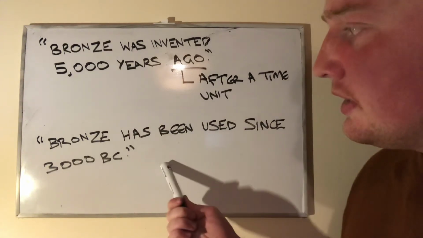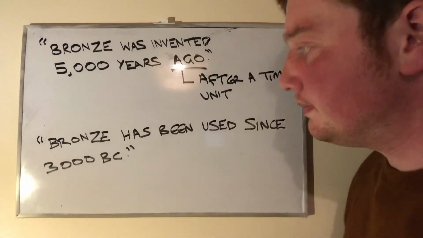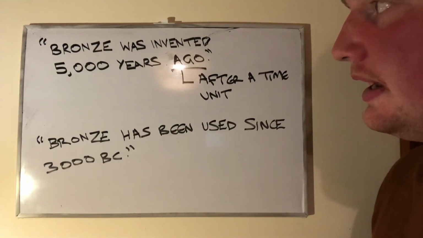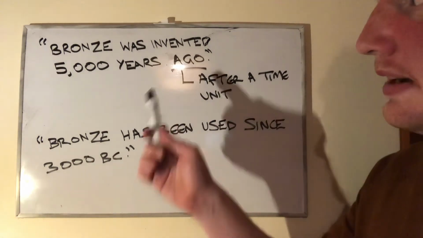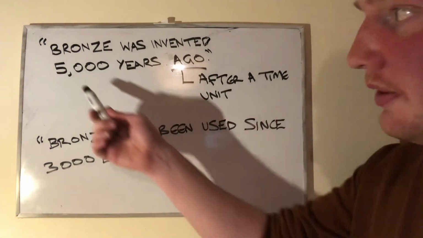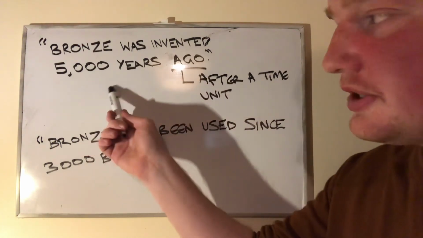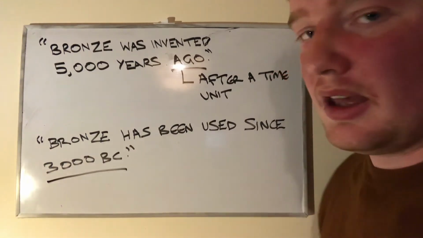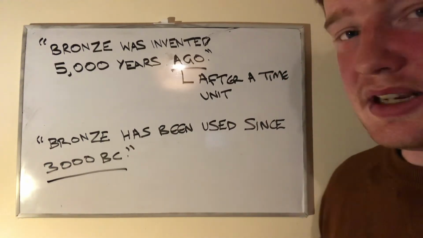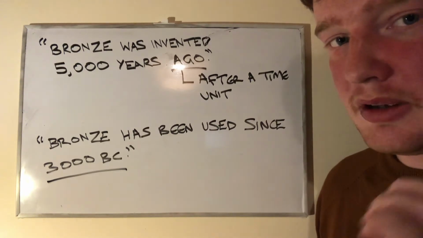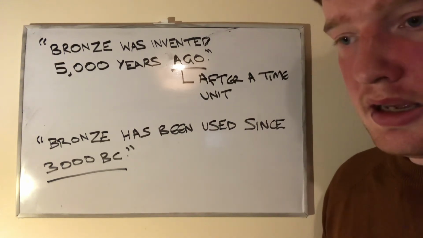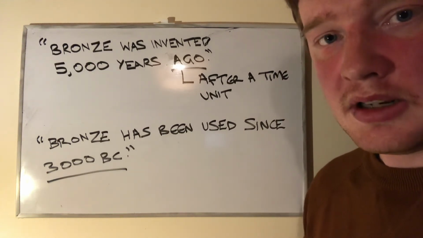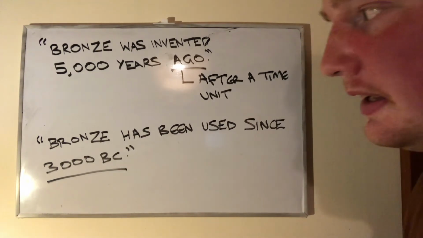What is the difference between this example and the first example? Well, the first important piece of information to bear in mind is that there is no time unit. So 5,000 years was the time unit in our first example. Well, where there's no time unit, is there in the second example? We could say 3000 BC, but 3000 BC is a date. It's a specific point in the past. In the same way that I could say 2019, it's a date, right? It's a specific fixed point in the past.